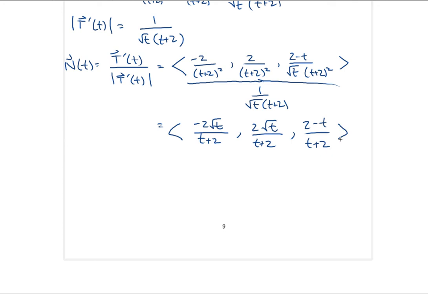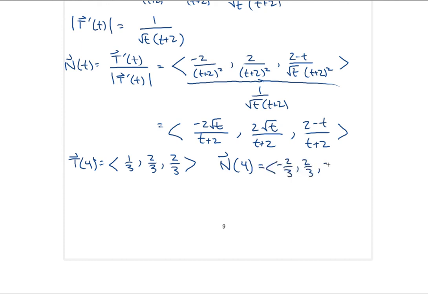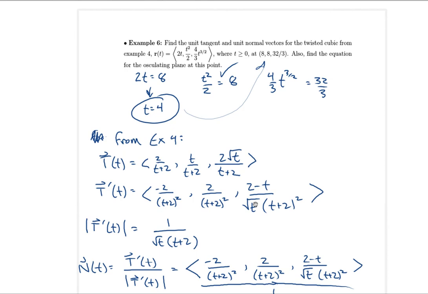But of course, we wanted to figure this out at 4, right? So we just plug 4 in for my unit tangent. And when I do that, I get 1/3, 2/3, 2/3. And then for my unit normal, I get negative 2/3, 2/3, negative 1/3. So that's my unit tangent and my unit normal vector that I just found.